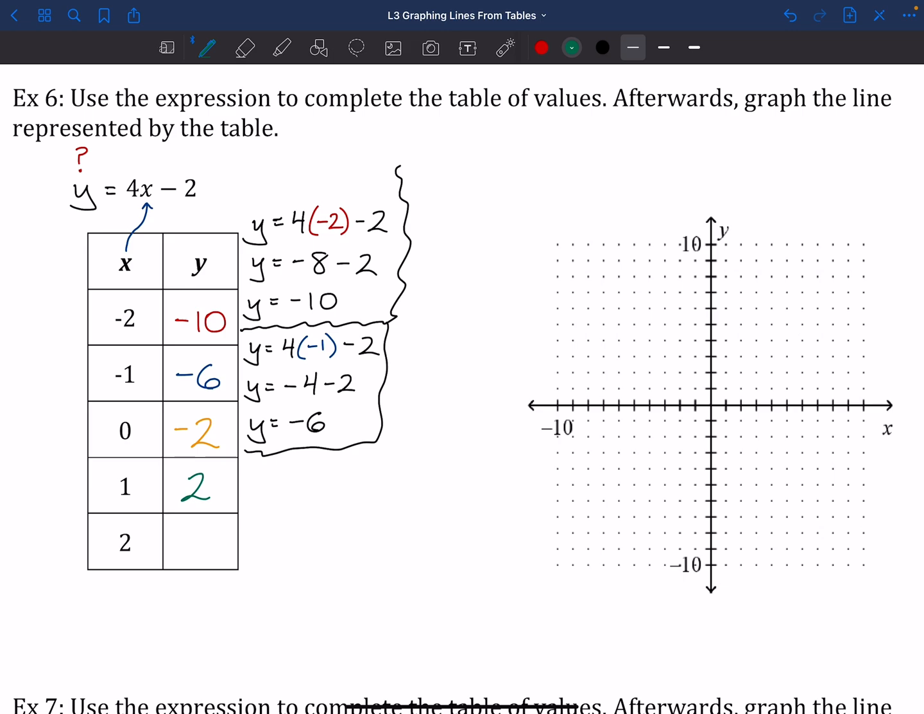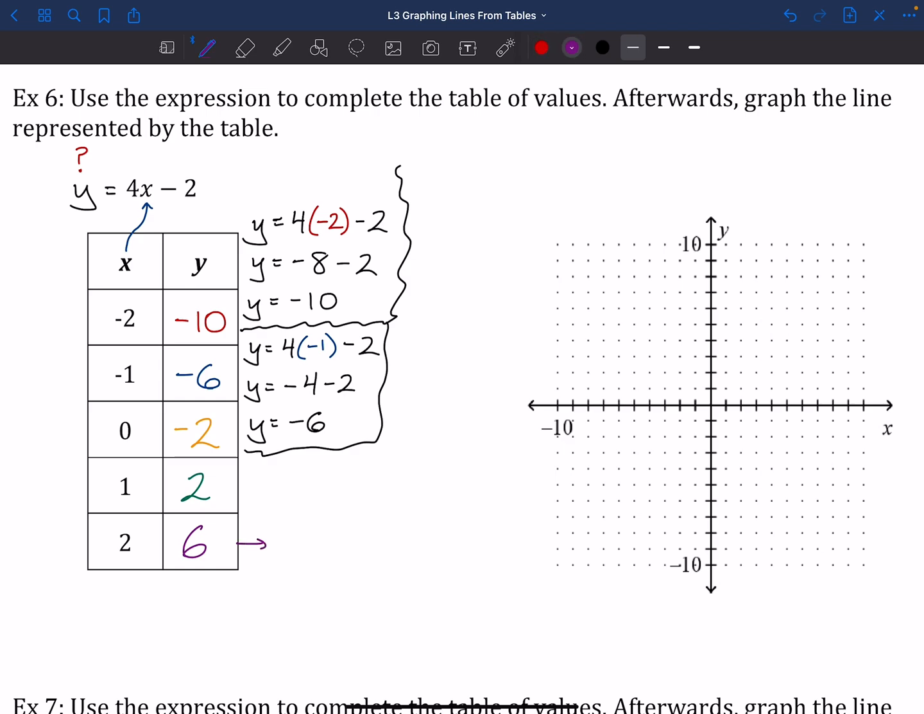As I jump from one row to the next, my y goes from -10 to -6 to -2 to +2. It's going up by 4 every time. So I'm going to predict that the last one should hopefully come out to be 6. So let's work it out. 4 times that 2 that we're going to plug in would be 8, and then take away 2 brings me to 6.